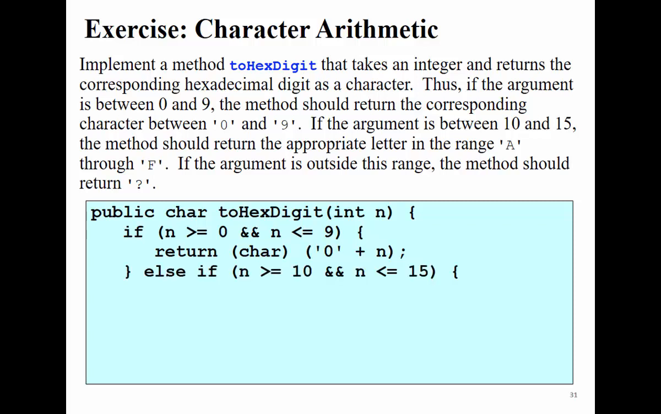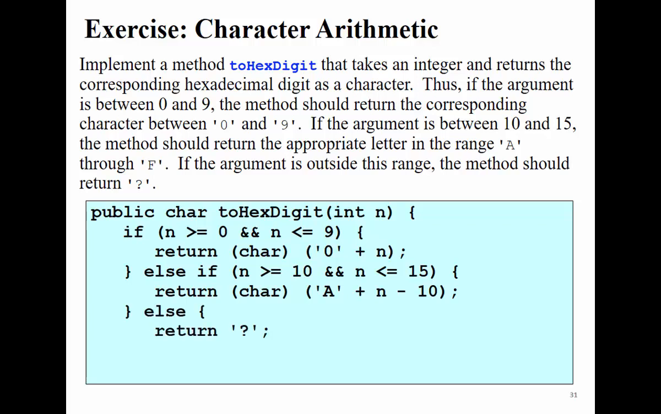Else, if the value is greater than or equal to 10 and less than or equal to 15, we're going to add the value that we received minus 10 to the ASCII of A. So if we have 10, 10 minus 10 is 0, and 0 added to the ASCII of capital A will return capital A to the user. I recommend all of you to go back after this lecture, take this code inside Java, put it inside a class, and run it and see what output you get. Okay?